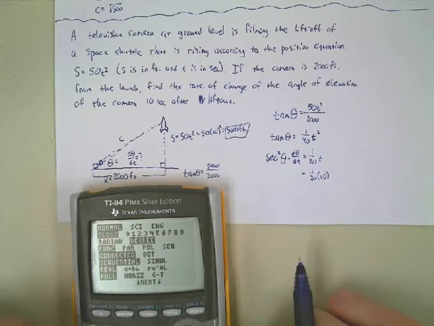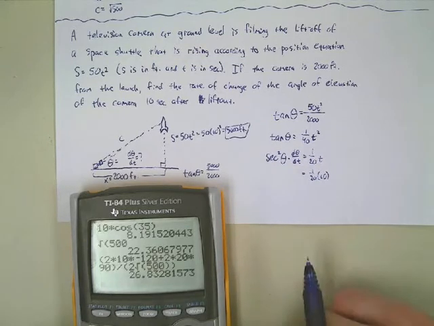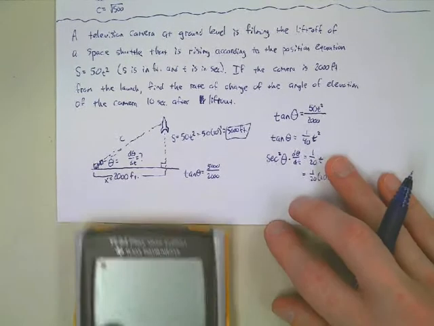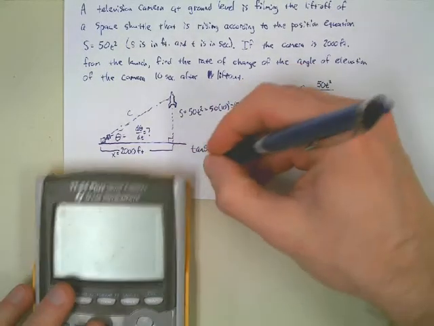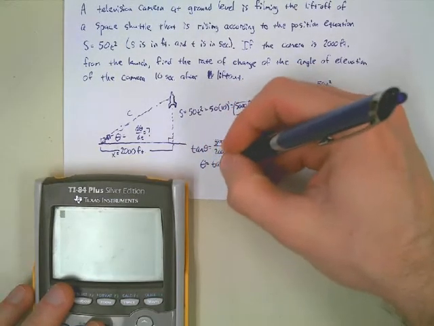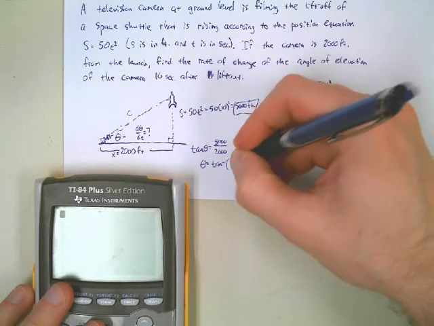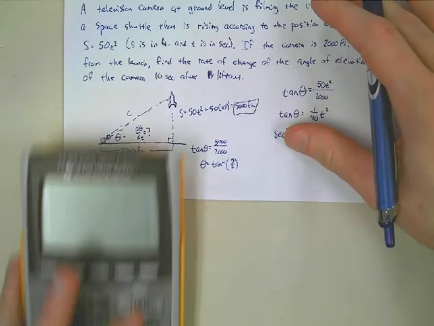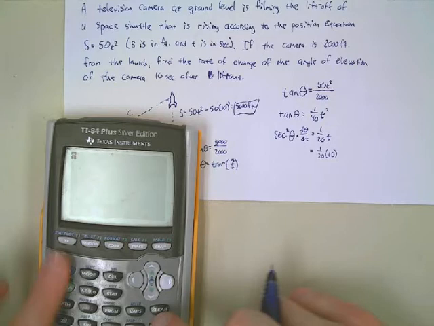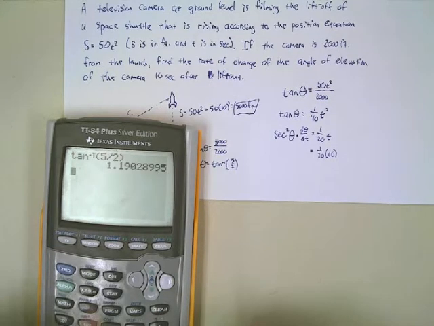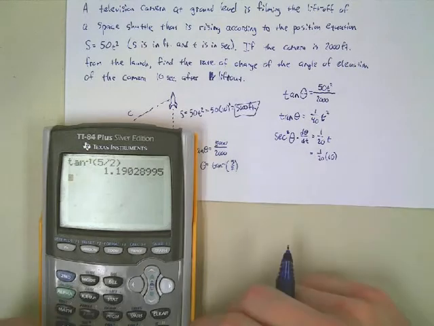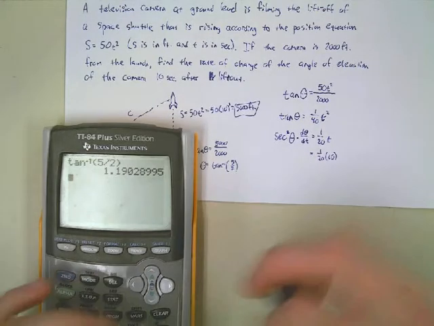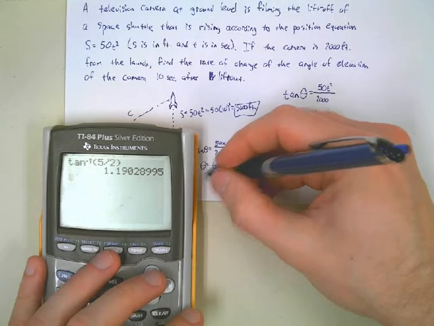So tangent of what angle gives us 5,000 over 2,000? To solve this, we'll say theta equals tangent inverse of 5 over 2, right? Because 5,000 divided by 2,000 simplifies to 5 halves. So tangent inverse of 5 over 2. I get 1.19. Would this be in degrees? I did it in radians. So theta is approximately 1.190 radians.